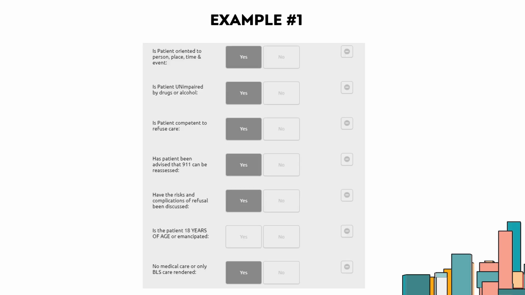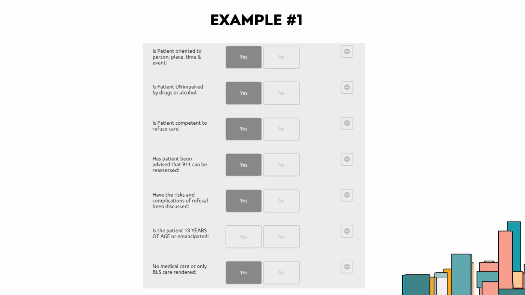When it comes to the 7 questions as it pertains to competency, the provider did a good job expressing that the patient was oriented to place, person, time, and event. They were unimpaired by drugs and alcohol. They were competent to refuse care. They were advised to call 911. The risks of complications of the refusal have been discussed, and no medical care or only BLS care was rendered.